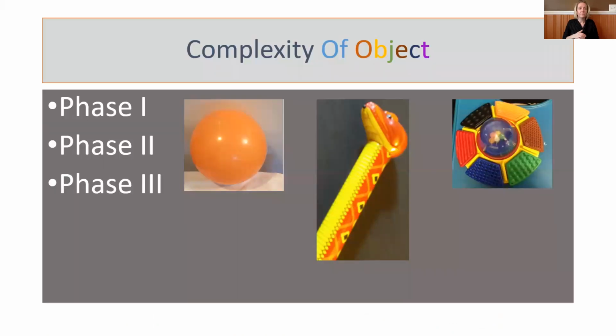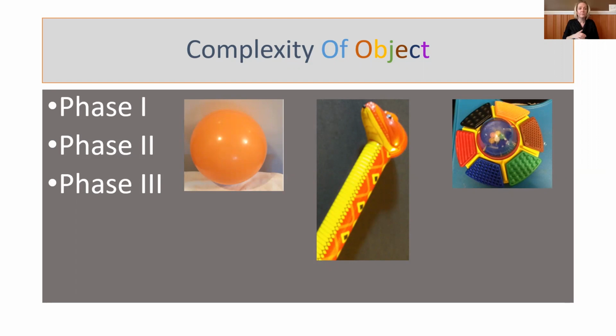All right, let's move on to complexity of object. So complexity of object really ties closely into color, right? Because the more colors we have on our object, the more complex it is. So our students in phase 1, their level of complexity is one single color. They can really attend to a single color. It could be their favorite color, it could be the preferred color, it could be any single color. But the complexity in phase 1 is a single color, non-complex object.